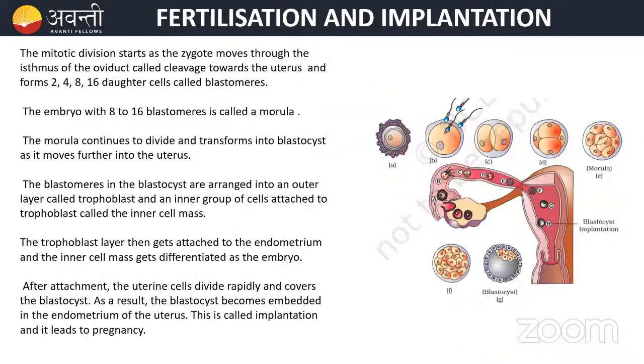Now, once the zygote is formed, it undergoes mitotic divisions, and these mitotic divisions are known as cleavage. The zygote will form 2 cells, 4 cells, 8 cells, 16 daughter cells, which are known as blastomeres. The embryo with 8 to 16 blastomeres is known as the morula. Morula is a solid ball-like structure.